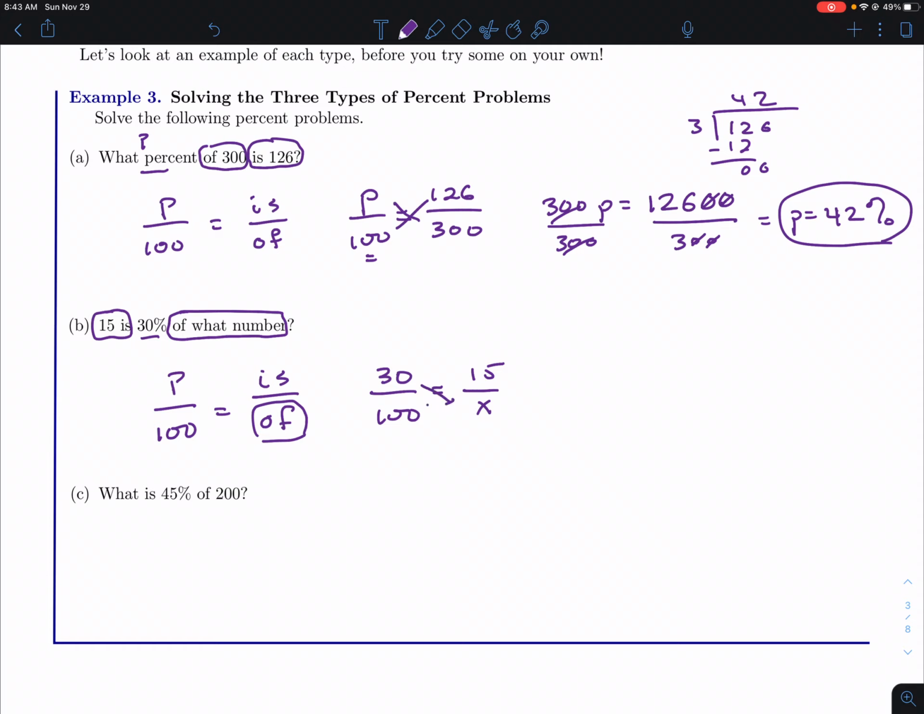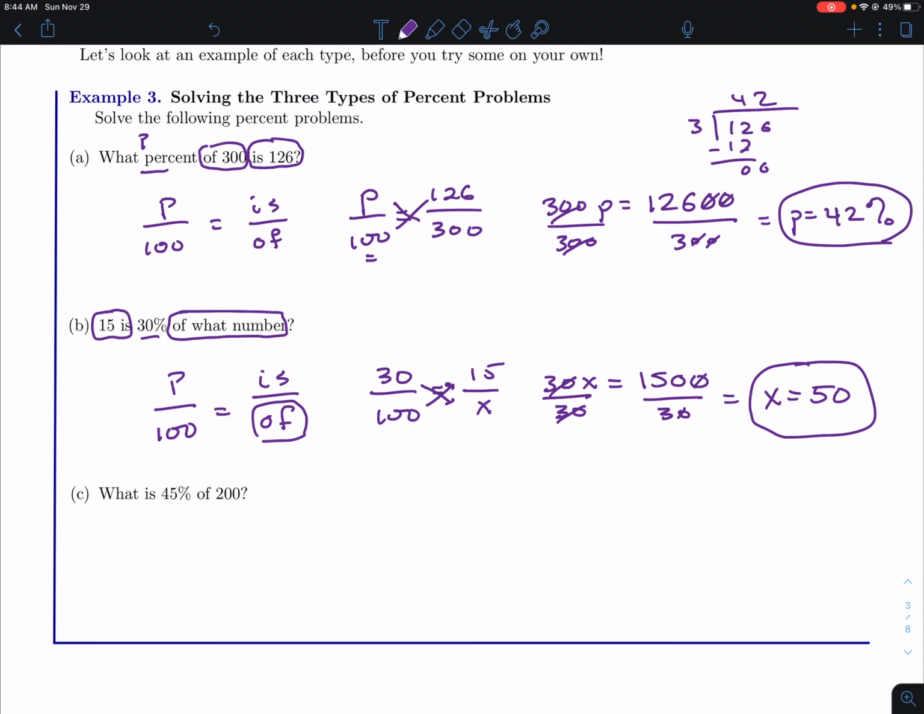Same setup. Go ahead and cross multiply these. So 30x equals 1500. Divide both sides by 30. Again, we can cancel off one of the zeros to make life a little bit easier. And then 30 goes into 150 50 times. So in this case, x equals 50. All right, does that make sense to everybody?